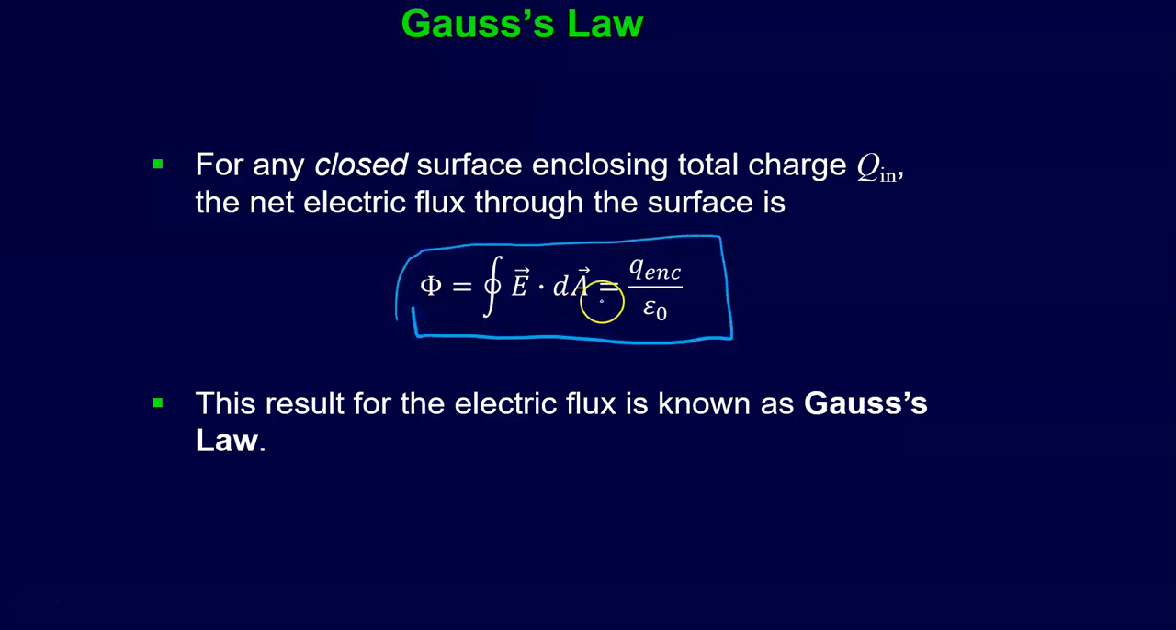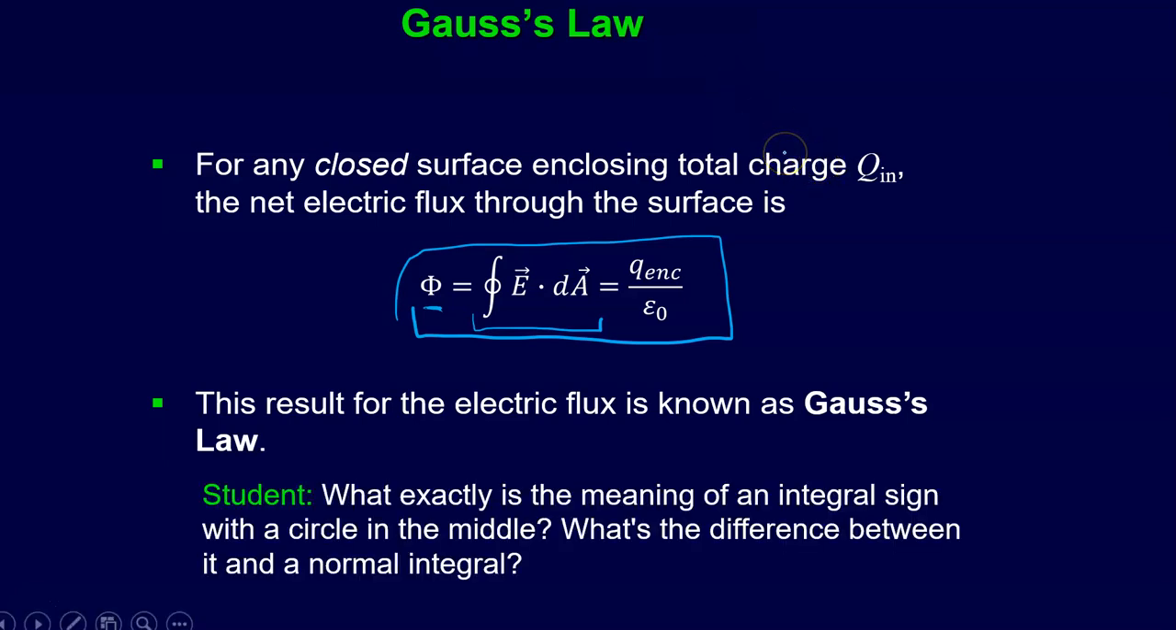So again, here's Gauss's law written out here. It says for any closed surface enclosing some total charge Q, the net electric flux through the surface is equal to this. The net electric flux is this symbol, and we calculate it with this integral, and it equals Q enclosed over epsilon naught. Again, epsilon naught is one of our constants, and this is known as Gauss's law.